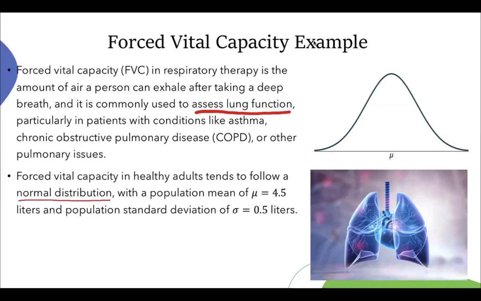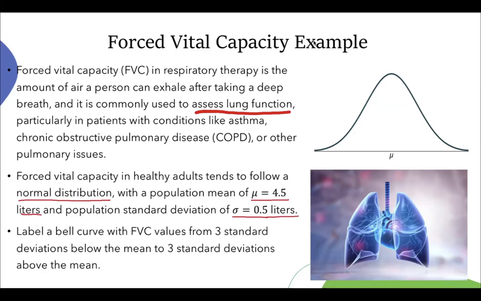And we're told here the population mean forced vital capacity is 4.5 liters, and the population standard deviation, sigma, is 0.5 liters. So we're not being asked to compute either of these values. They are being provided to us in this problem. Label a bell curve with forced vital capacity values from 3 standard deviations below the mean to 3 standard deviations above the mean. And this is a repeat of what we did last class when we introduced the empirical rule.